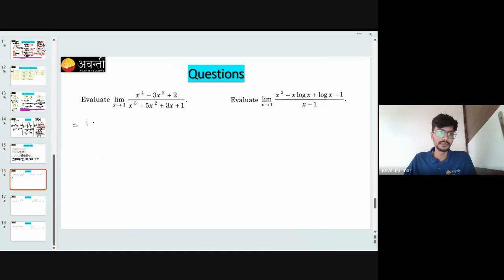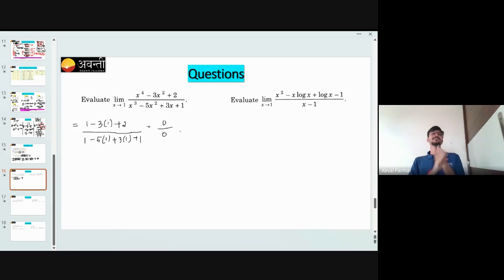If we use 1 raised to 4 is 1 minus 3 into 1 square is 1 plus 2 upon 1 cube is 1 minus 5 into 1 square, which is 1 plus 3 into 1 plus 1. So numerator is 0. I can clearly see denominator is 3, 4, 5 minus 5, again 0. So it is an indeterminate form, 0 upon 0. If indeterminate form comes, we can directly differentiate numerator and then denominator. So my question will now look like limit x tends to 1 as it is.